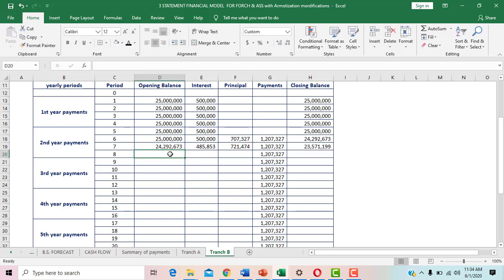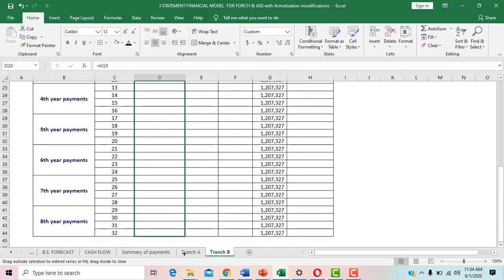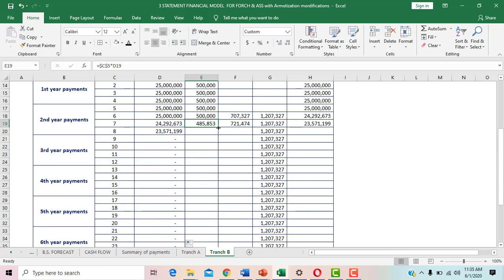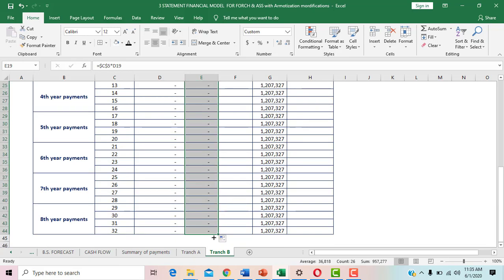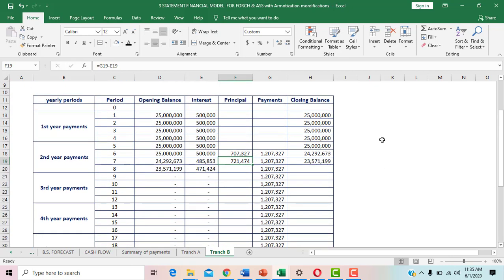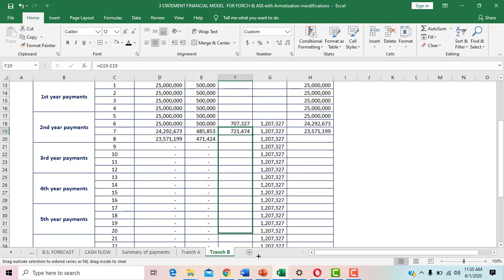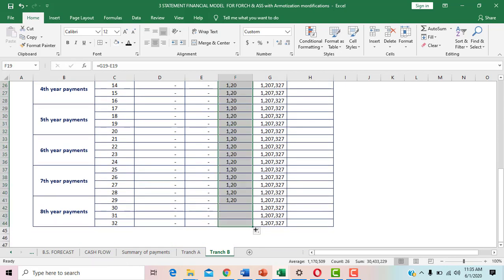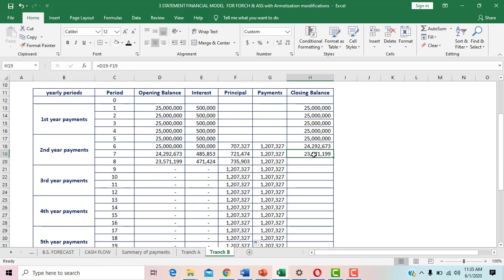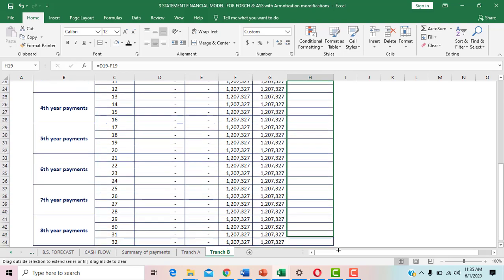Our opening balance for the 8th quarter is going to be equal to the closing balance of the 7th quarter. We just hold and drag. Then we do the same for interest expenses. We just pinch and drag right up to the 32nd quarter. Then the same should apply for the principal. We just pinch and pull that right up to the 32nd quarter. And to finalize these, we're just going to pinch and drag the closing balance right up to the 32nd quarter.